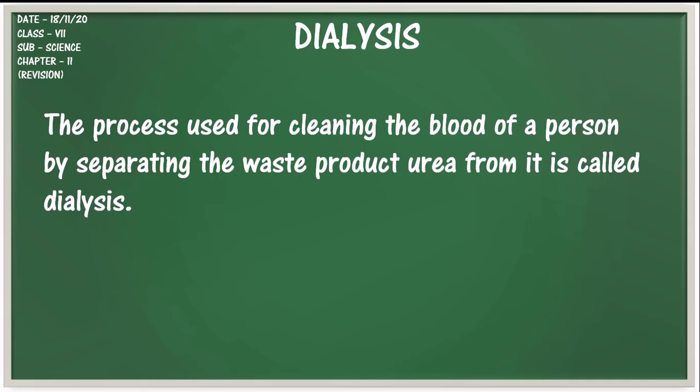cannot survive unless his blood is filtered periodically through the artificial kidney machine to remove urea. The process used for cleaning the blood of a person by separating the waste product urea from it is called dialysis. This machine removes urea and other waste products periodically.